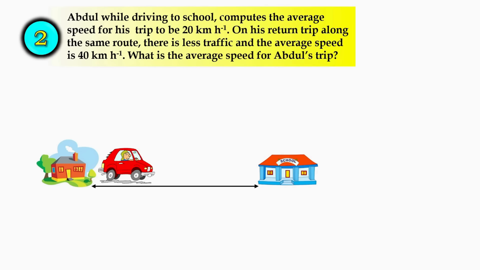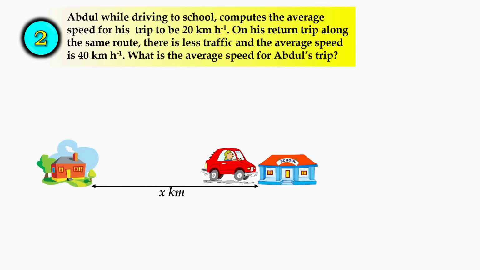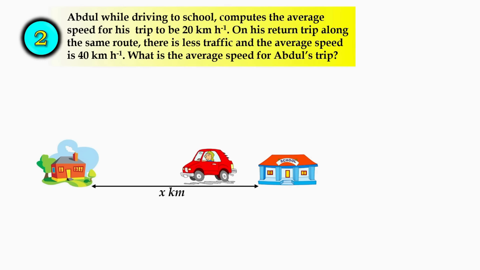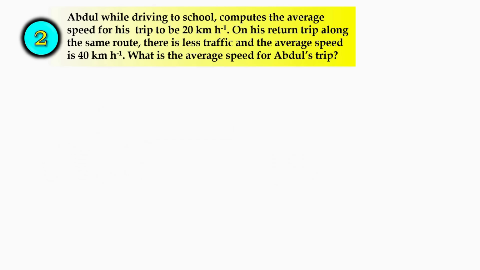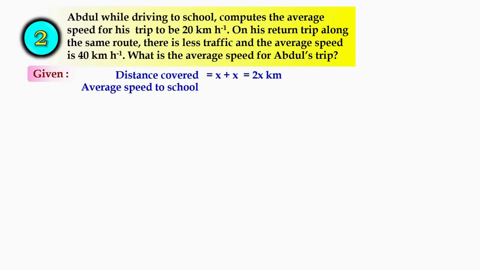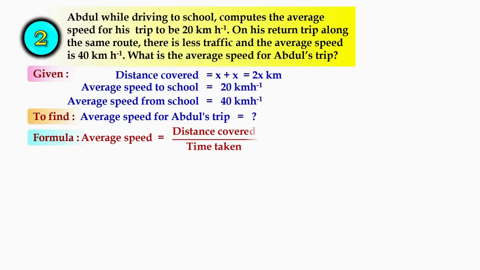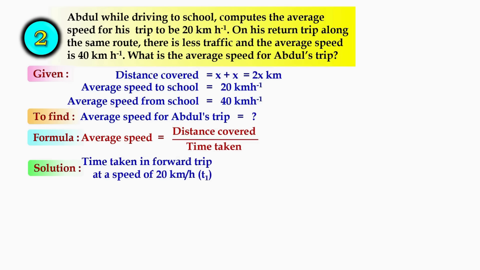Let us assume the distance from home to school is x kilometers. Since Abdul travels from home to school and then returns from school to home, the total distance covered becomes 2x kilometers. Now let us calculate the time taken for each part of the journey. The time taken to go from home to school at a speed of 20 kilometers per hour will be distance divided by speed, which becomes x divided by 20 hours. The time taken for the return journey at 40 kilometers per hour will be x divided by 40 hours.